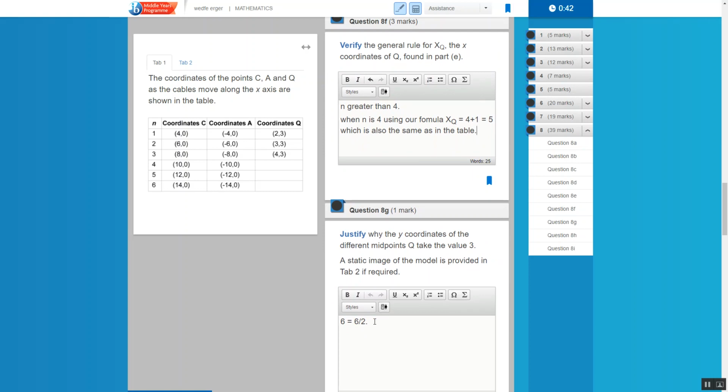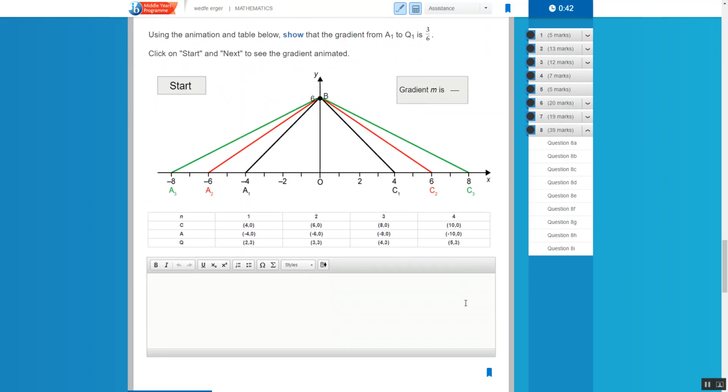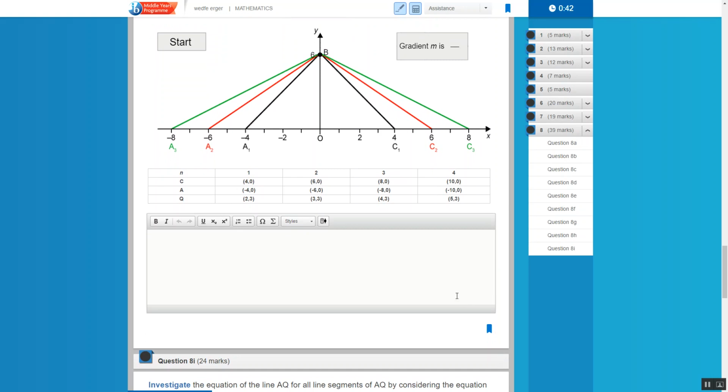Right, justify why the y coordinates of the different midpoints take the value 3. Okay, because it's the average of 0 and 6, which is equal to 3. Or you could put it's in the middle of the height, which is 6 over 2, which is 3. Okay, so this one, we've got our animation.